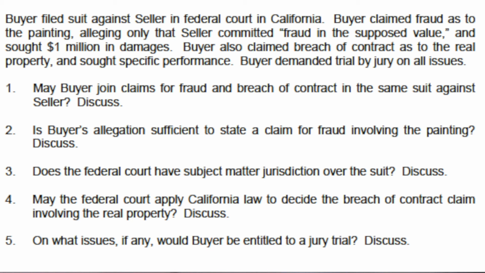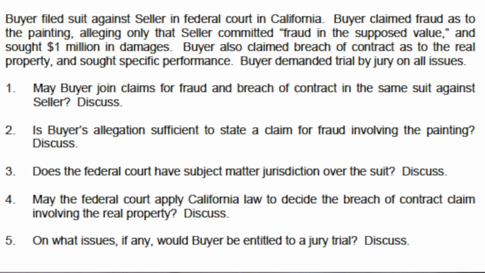So we actually have 2 transactions. We are going to keep these separate. In the first transaction, the first issue there is whether fraud is present regarding that painting. And in the second transaction, we have 2 issues there. The first issue is whether a breach of contract has occurred. And the second issue is whether to grant specific performance regarding the sale of real property. Let's talk about that first transaction, the issue of fraud.